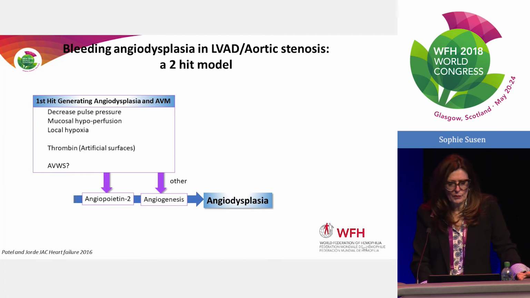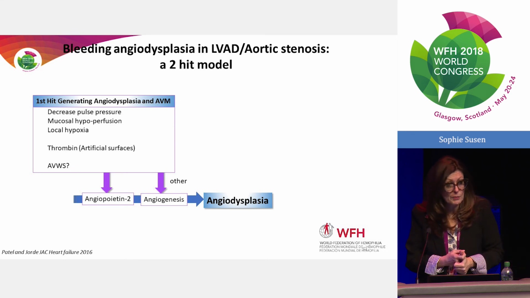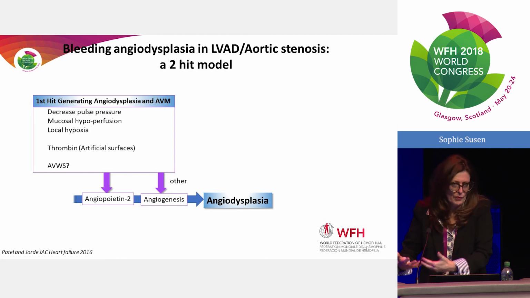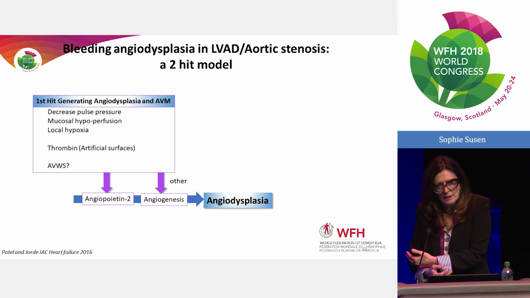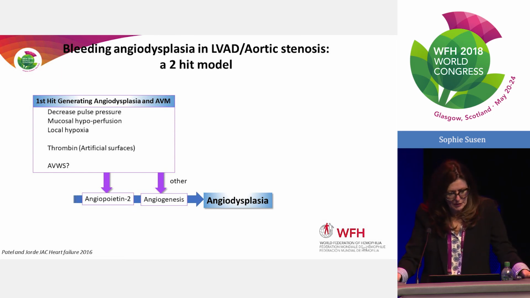So to summarize, in acquired von Willebrand syndrome, this is maybe a 2-hit model. The first hit is generating angiodysplasia and, more generally, arteriovenous malformation. For that, they maybe need a decreased pulse pressure, which is also present in heart failure before implanting the LVAD. There is a mucosal hypoperfusion due to the decreased pulse pressure and a local hypoxia, which generates VEGF and favors angiogenesis. Maybe thrombin has a role to play, and maybe thrombin is the hypothesis for aging, even in von Willebrand disease patients, and maybe acquired von Willebrand syndrome and lack of high molecular weight multimers could play a role in this first hit for generating angiodysplasia.